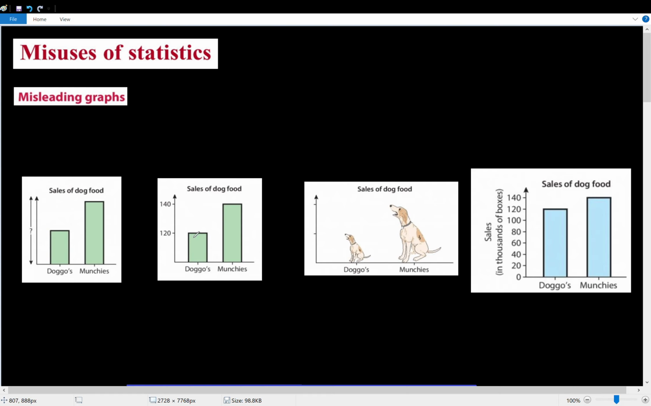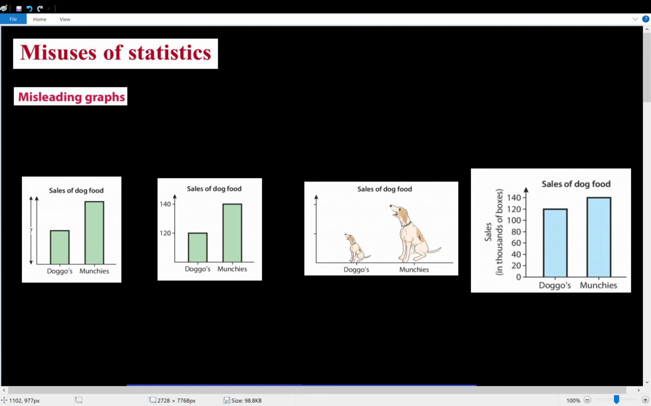We know that Doggo's only sold 20 less than Munchie's. But this dog on the right on the graph looks far larger than the dog on the left. Twice, 2.5 times as large maybe. And that's not really representative of the actual difference between the sales of these two dog food brands.